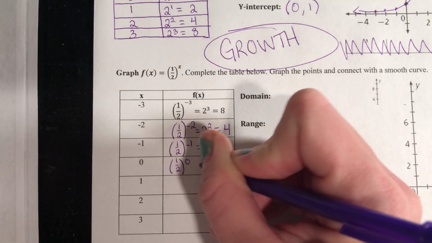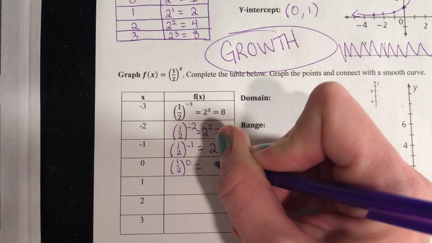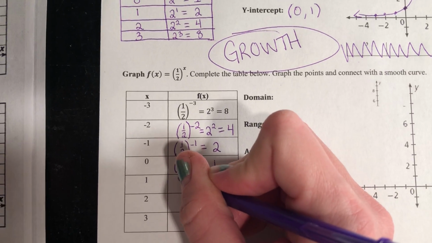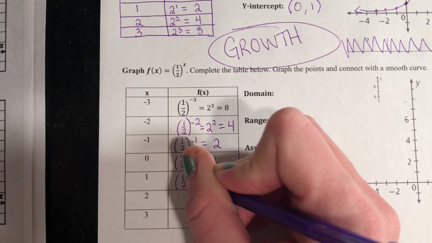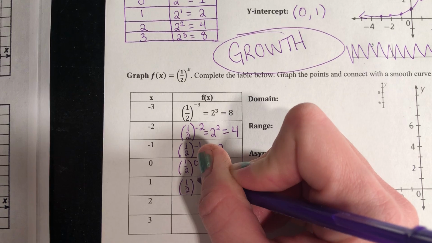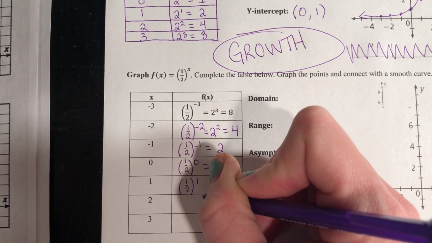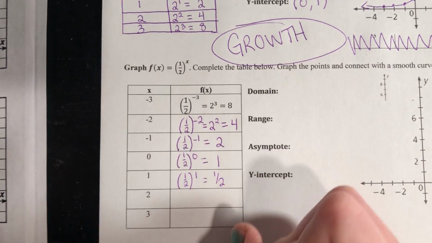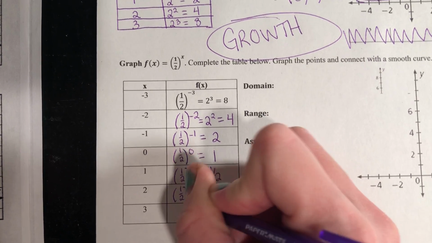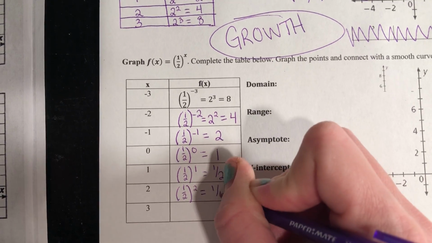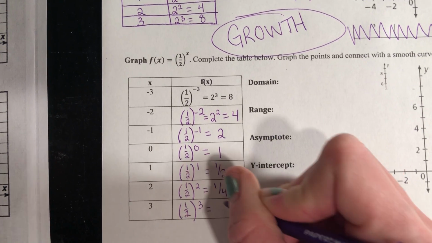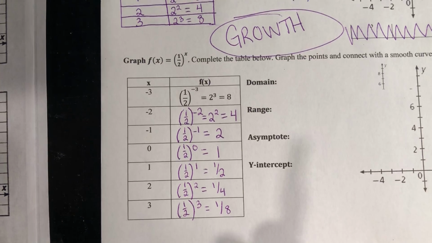1/2 to the 0 power equals 1. We have 1/2 to the first power, which is going to equal 1/2. 1/2 to the second power is 1/4, and 1/2 to the third power is 1/8.